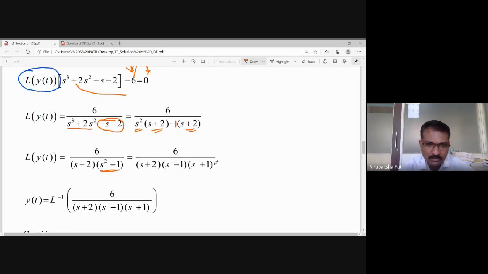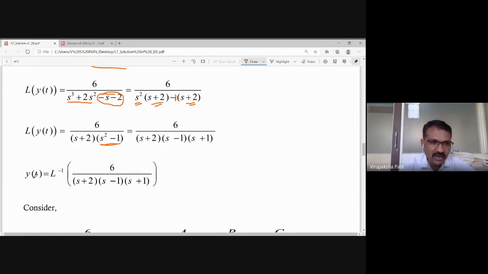Now you obtained three factors. Therefore y of t is equal to L inverse of 6 divided by s plus 2 into s minus 1 into s plus 1. Now observe these. These are the non-repeated linear factors. Once these are the non-repeated linear factors, you can very easily go for the partial fraction method.